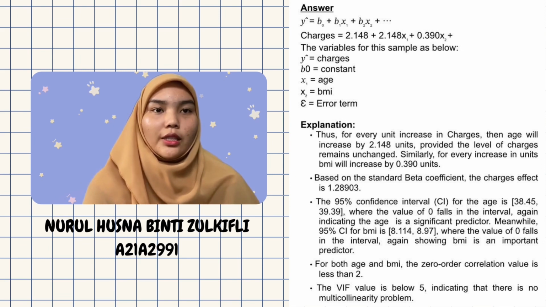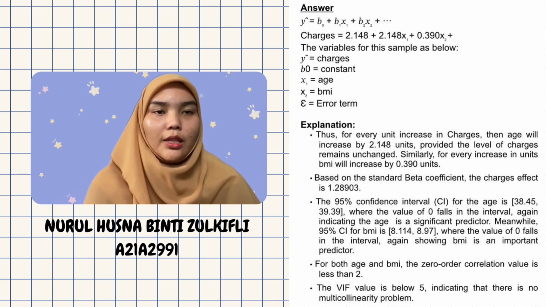For the explanation, for every unit increase in age, the charge will increase by 2.148 units, provided the level of BMI remains unchanged. Similarly, for every unit increase in BMI, the charge will increase by 0.390 units. Based on the standard beta coefficients, the effect is 1.28903.